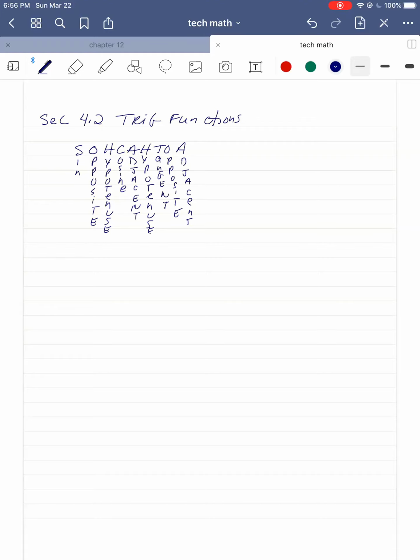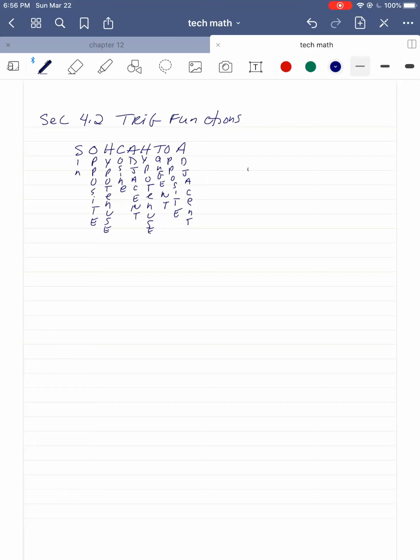Section 4.2, Trigonometric Functions. SOHCAHTOA is something that is used in trig, and it basically is a keyword to help you remember. S stands for sine, and it's opposite over hypotenuse. C stands for cosine, and it's adjacent over hypotenuse. T stands for tangent, and it's opposite over adjacent.